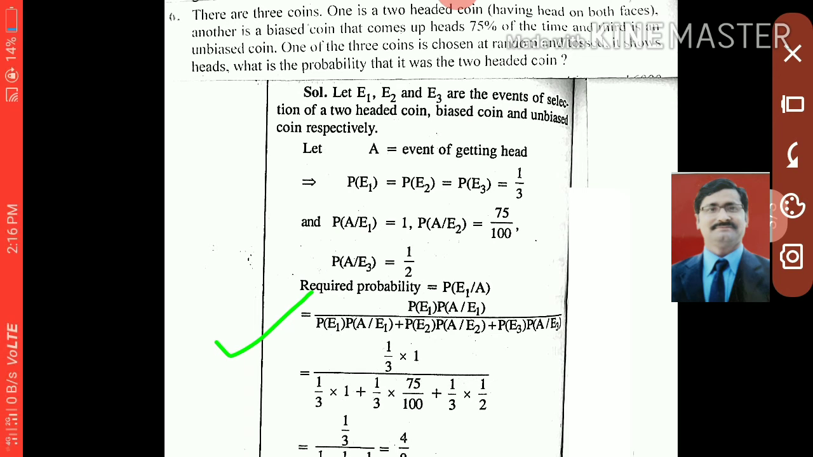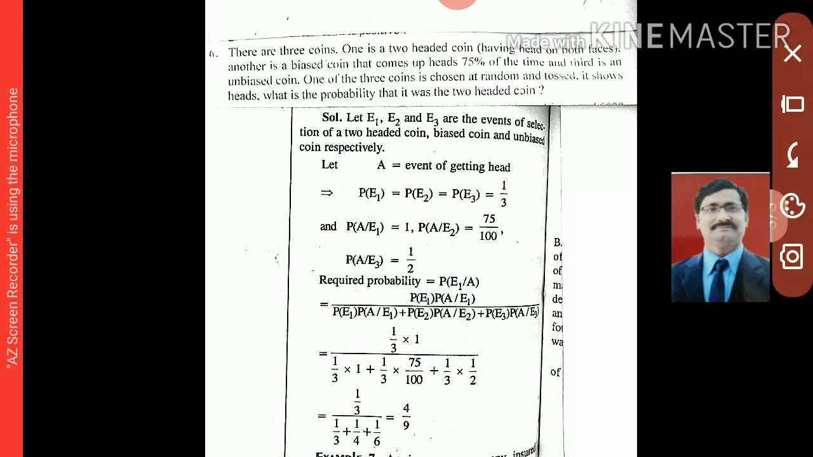So we have to find P(E1|A). You can write the formula from Bayes' theorem: P(E1) into P(A|E1) upon P(E1) into P(A|E1) plus P(E2) into P(A|E2) plus P(E3) into P(A|E3). Now you put in all these values: 1/3 into 1 plus 1/3 into 75/100 plus 1/3 into 1/2. When you solve, you get (1/3) upon (1/3 plus 1/4 plus 1/6), that is equal to 4/9. So 4/9 is the answer.